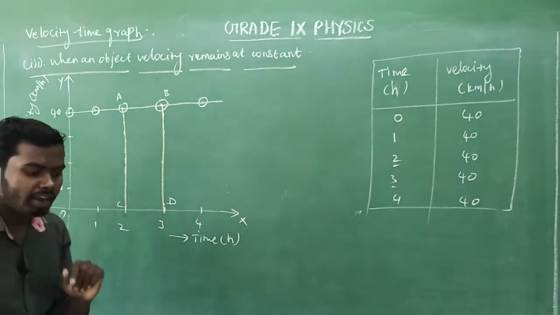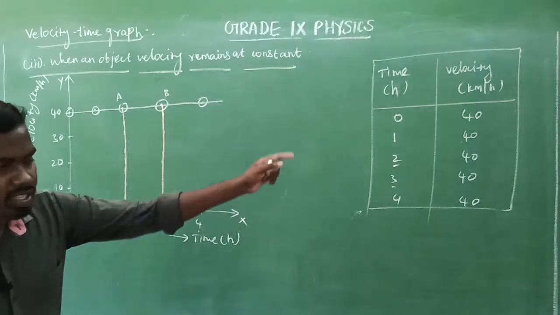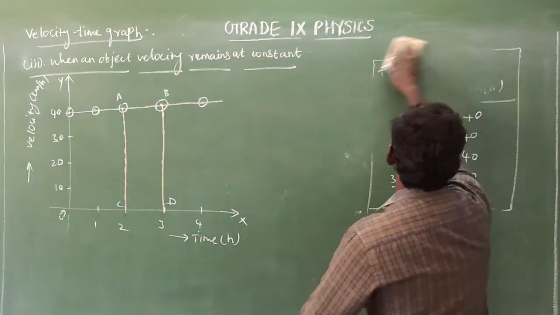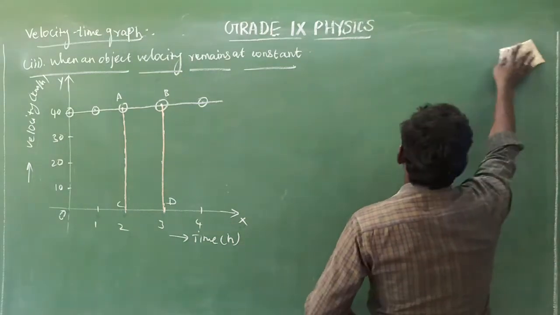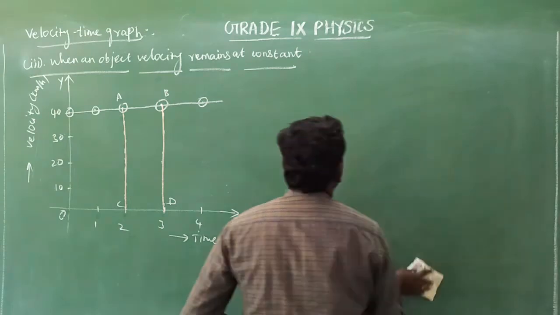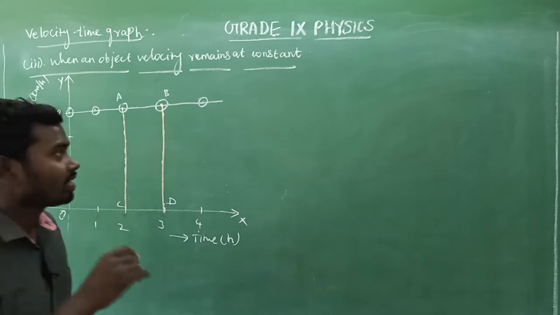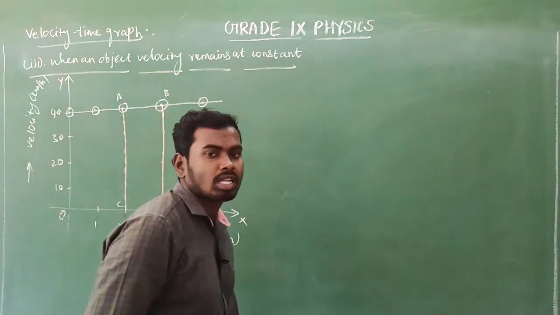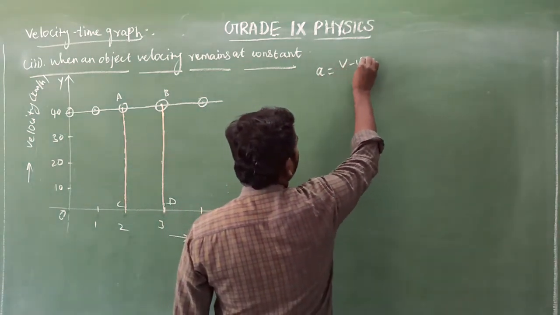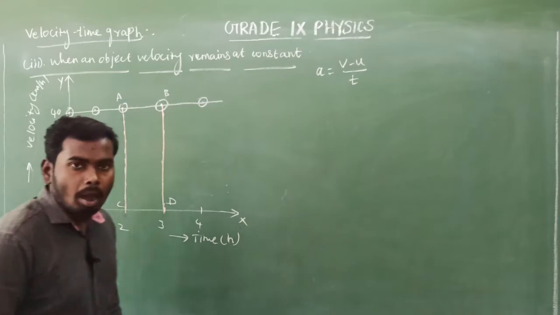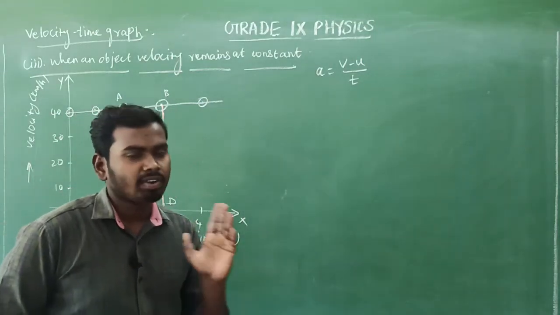Look here. Now I am going to find out what quantity. You tell me what quantity I am going to find out. Yes, acceleration. So I need space, I am going to rub that. What is the acceleration formula? Acceleration is equal to final velocity minus initial velocity divided by time taken. Am I right? Is it clear?